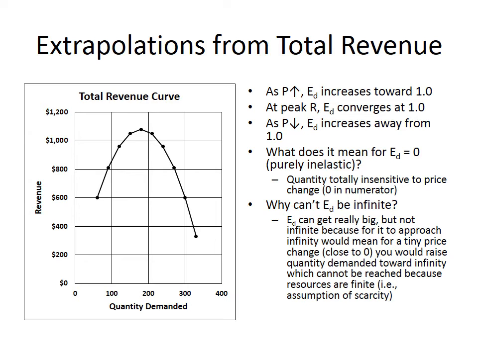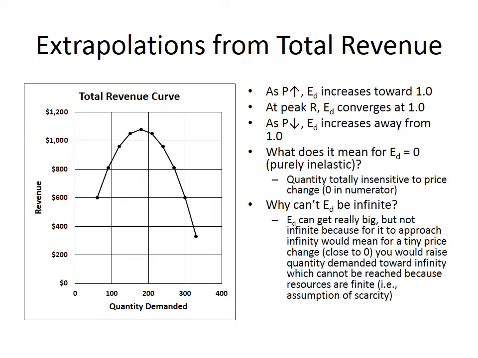What does it mean for the elasticity coefficient to become a very, very large number? It means that you would have, for small incremental changes in price, massive changes in demand. And that's possible. Absolutely, you can have that. But it can never be infinite. Because why would it be infinite? As it moves towards the limit of infinity, it means that the change in quantity demanded is going to become enormous.